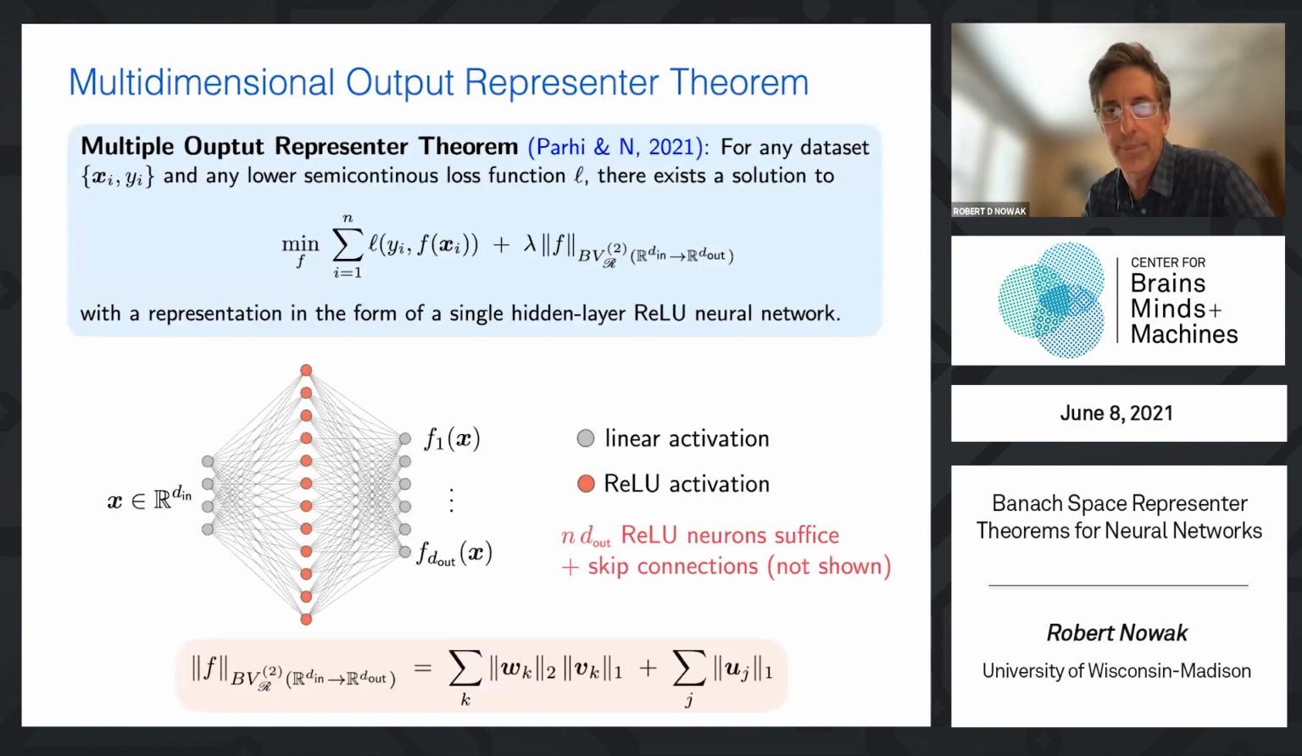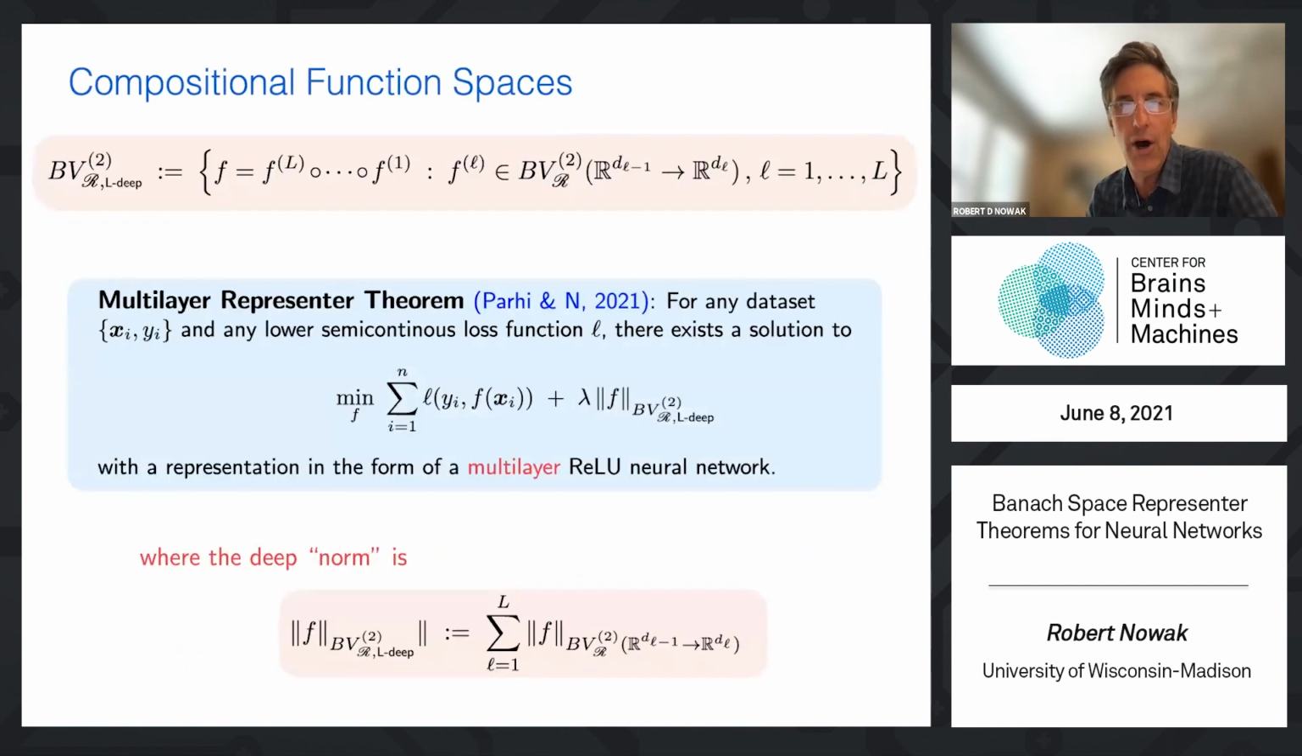So then everything proceeds the same way. You have a similar representer theorem for solutions to this variational problem, but now it's just a multidimensional rectified linear unit neural network. And again, there's connections to the path norm regularization. That's what I'm showing there at the bottom. And now, how do you go to deep networks? So here, again, we're going to do the natural thing.